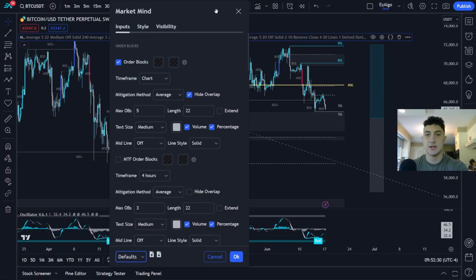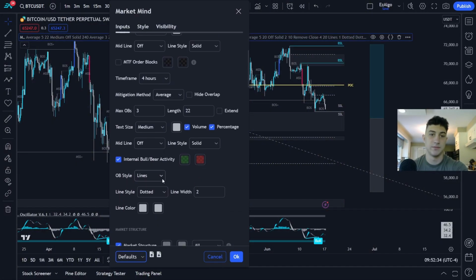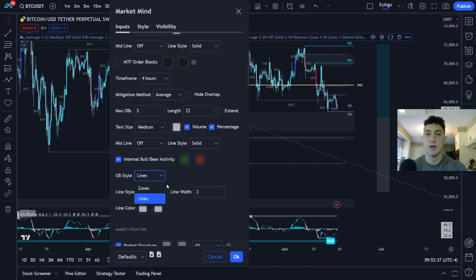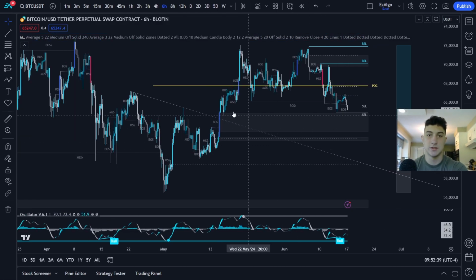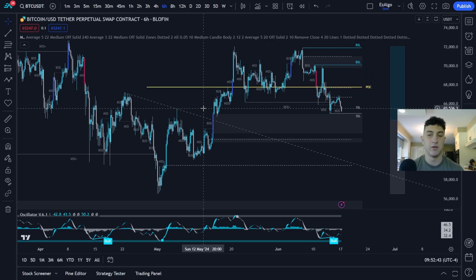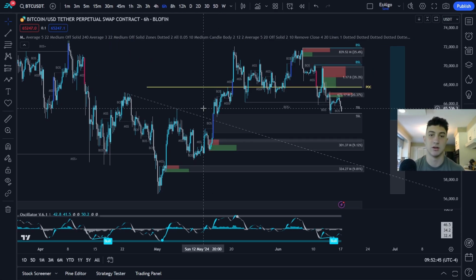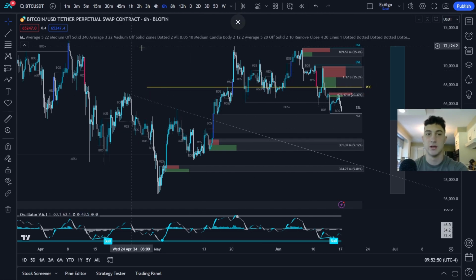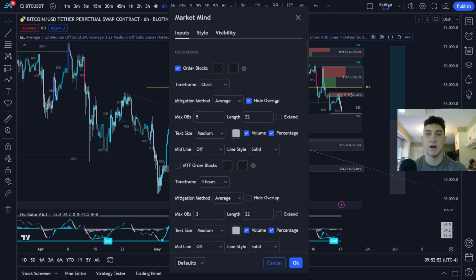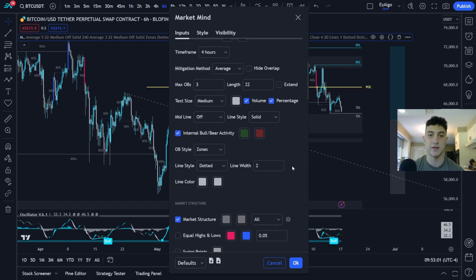All right, so in the settings here, you see we have the multi-time frame order blocks. We have the lines, right? These white lines here. Or you can use the order blocks as zones, right? If we change it to zones, it makes it a little bit easier to visualize. I don't like the zones because they take up too much clutter on my chart. But if you wanted the volume there, the internal bull bear, you can do that. In this video, we're not going to be covering the order blocks. So I'm going to turn these off, because order blocks aren't really something that I particularly use aside from just more confluence.